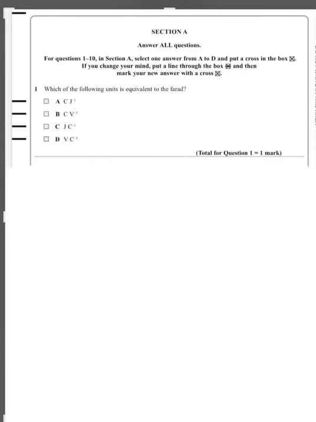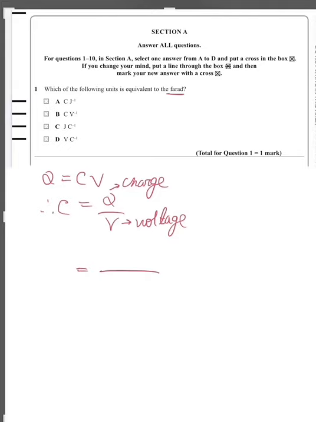Number 1. Which of the following is equivalent to the farad? The farad is a unit of capacitance, and we know that Q equals CV. So C equals Q by V, where Q is the charge and V is the voltage. The unit of charge is coulomb and the unit of voltage is volts. So coulomb per volt, C by V, is B. So the answer to number 1 is B.